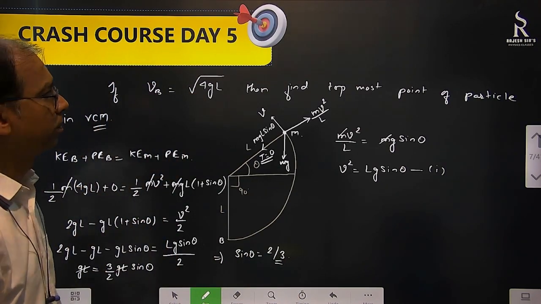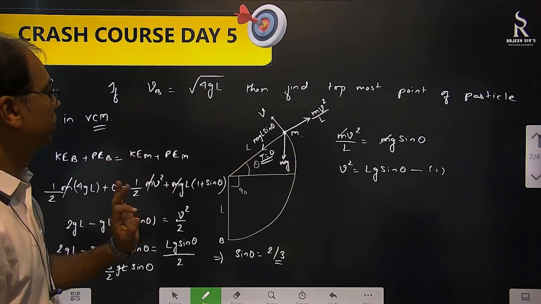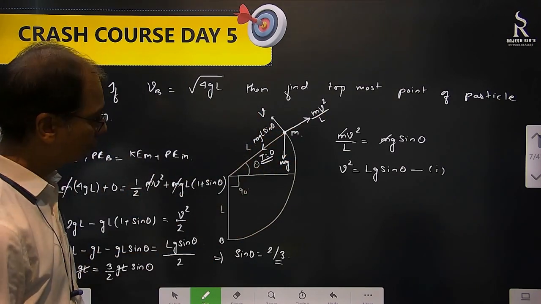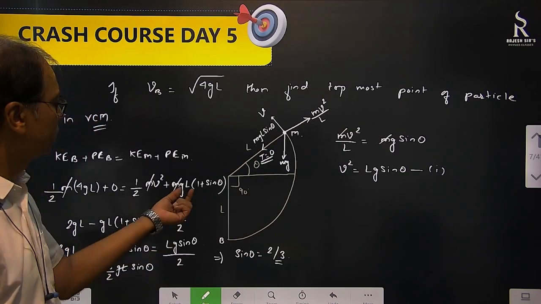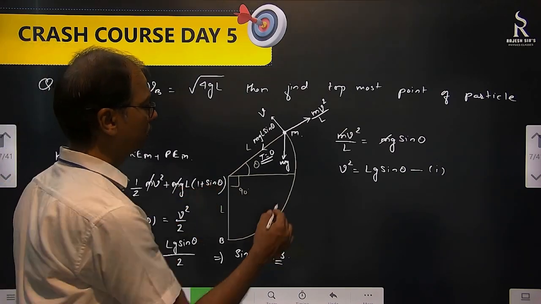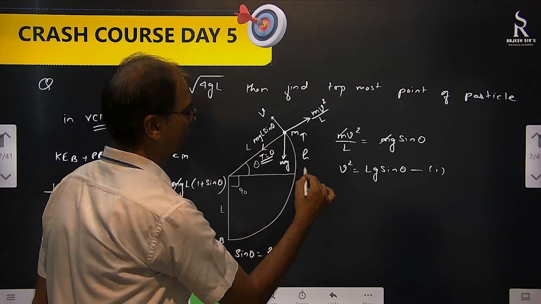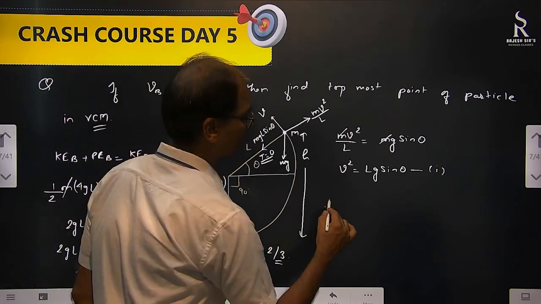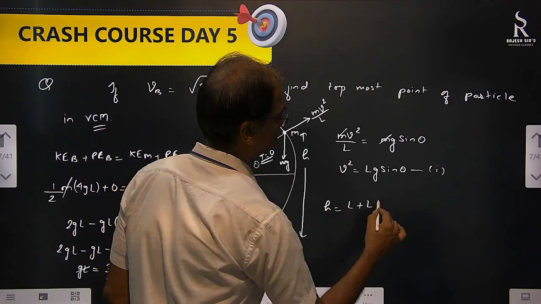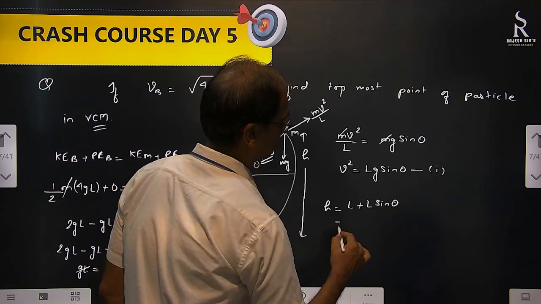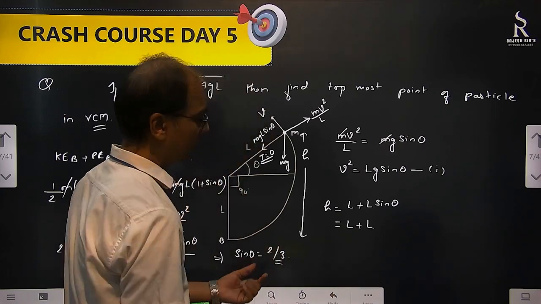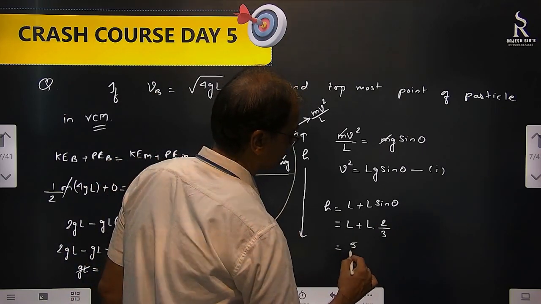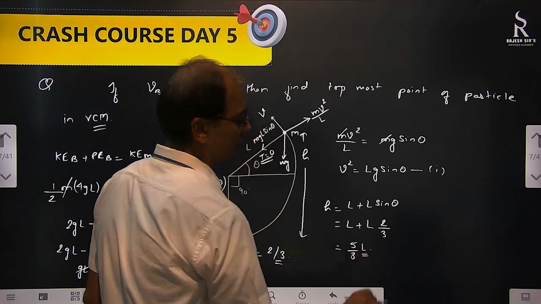What was the question asking? The topmost point of the particle in VCM. The topmost point is M and its height is what? We can find its height. What is its height actually? L into 1 plus sine theta, which is L plus L sine theta. So H equals L plus L sine theta. This is L plus L into 2 by 3. So the answer is 5 by 3 L.